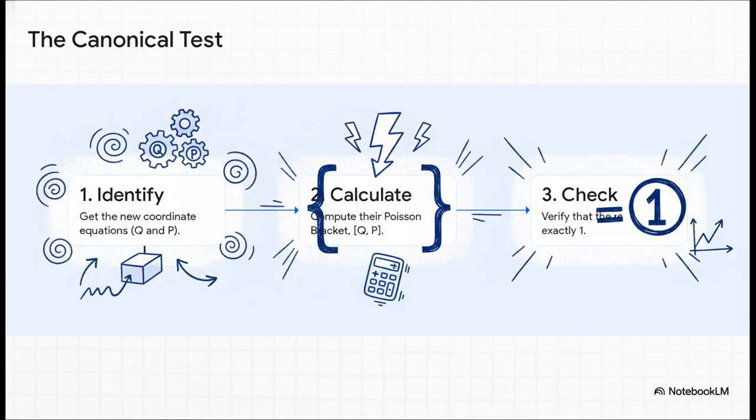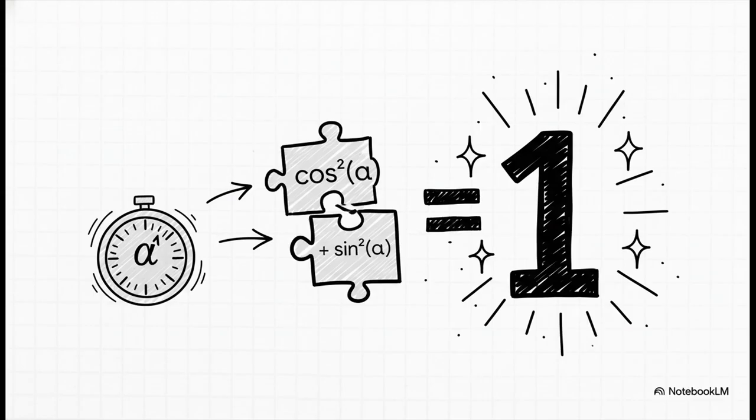Well, we can find out pretty easily. We just need to run our canonical test. It's a simple three-step process. 1, we've got our equations for Q and P. 2, we calculate their Poisson bracket. And 3, we see if that result is exactly 1. That's the whole test. And when you actually do the math, what do you get? Well, the Poisson bracket of Q and P boils all the way down to cosine squared alpha plus sine squared alpha. And if you remember your high school trig, you know that always equals 1. So yes, it's canonical. And what's really amazing is that this works for any value of that parameter alpha. It's a whole family of valid transformations.